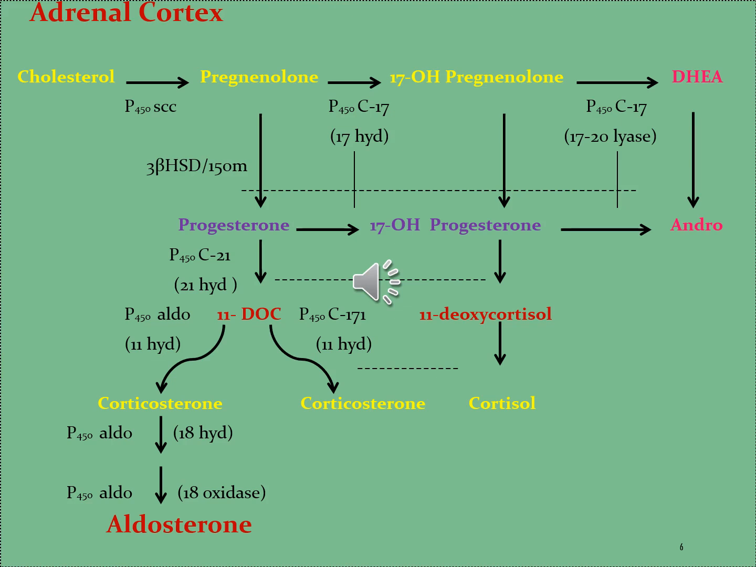Similarly, in the second step, the 17-alpha hydroxypregnenolone is changed into 17-hydroxyprogesterone by the effect of 17,20 hydroxylase enzymes. On this stage, the progesterone and 17-hydroxyprogesterone are changed into 11-DOC and 11-deoxycortisol by the effect of enzyme 21-hydroxylase.